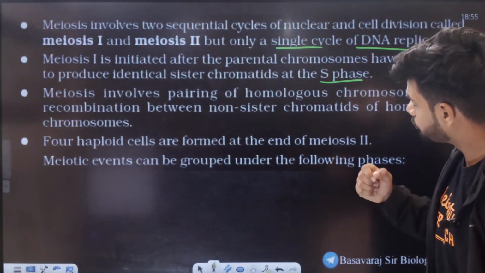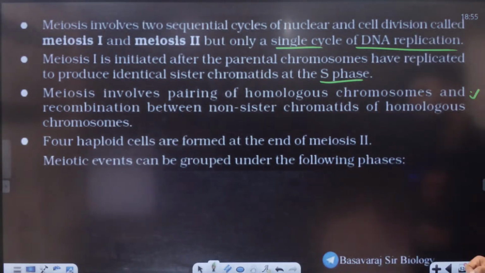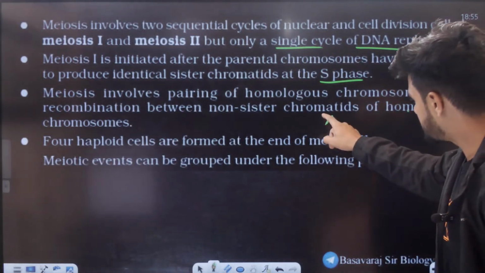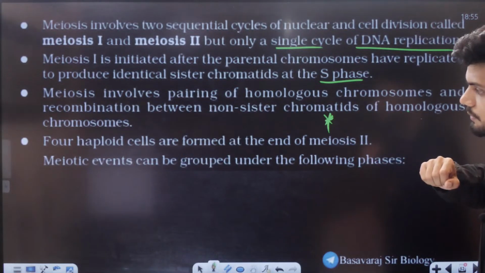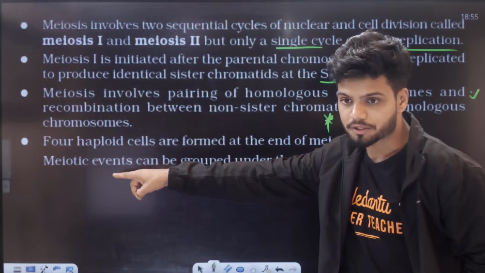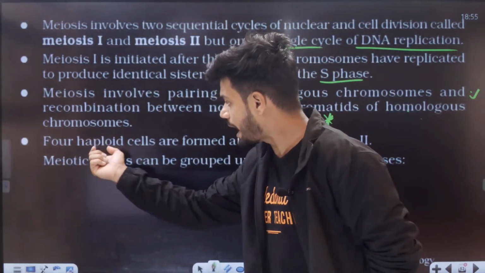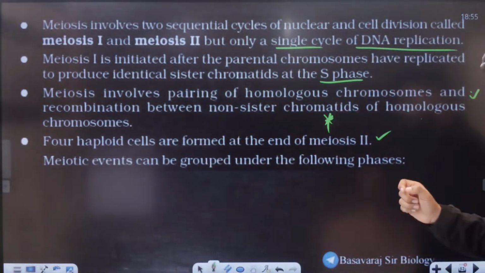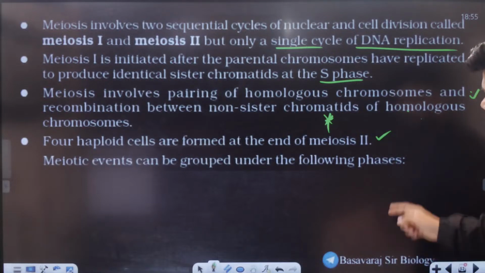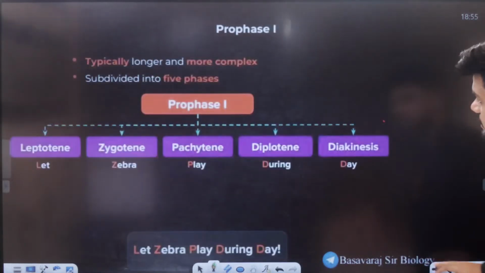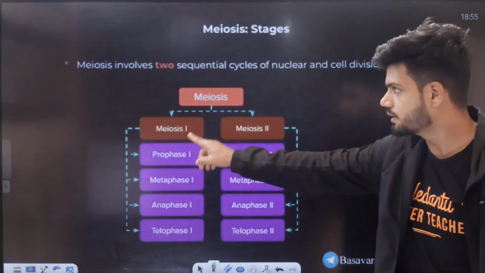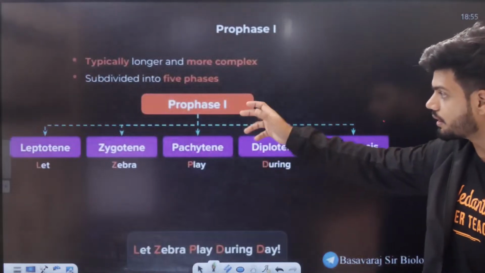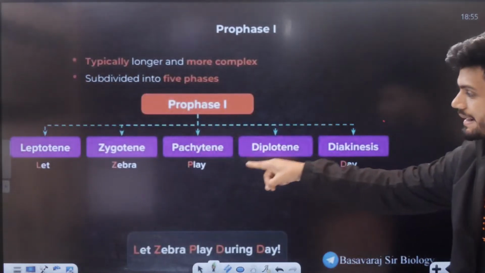Meiosis involves pairing of homologous chromosomes, this we will learn now, and recombination between non-sister chromatids of homologous chromosomes. This statement is very important. You will learn this in prophase 1. End product: four haploid cells are formed at the end of meiosis 2. Meiotic events can be grouped under the following phases: meiosis 1, meiosis 2. These are the different phases under prophase 1: leptotene, zygotene, pachytene, diplotene, diakinesis.